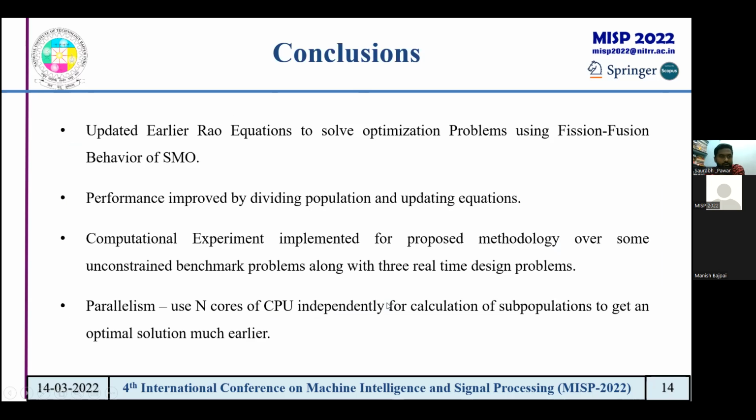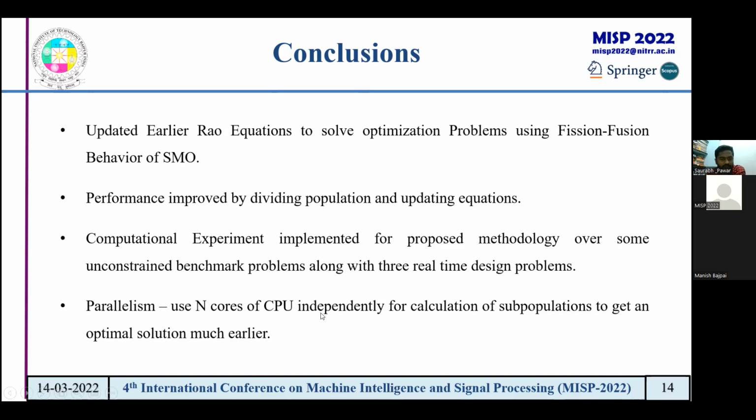Toward the conclusion, we updated the earlier Rao equations to solve optimization problems using fusion behavior. Performance was improved by dividing the population and updating the equations. Computational experiments were carried out for the proposed methodology on some real-time mechanical design problems. In the future, parallelism can be used.